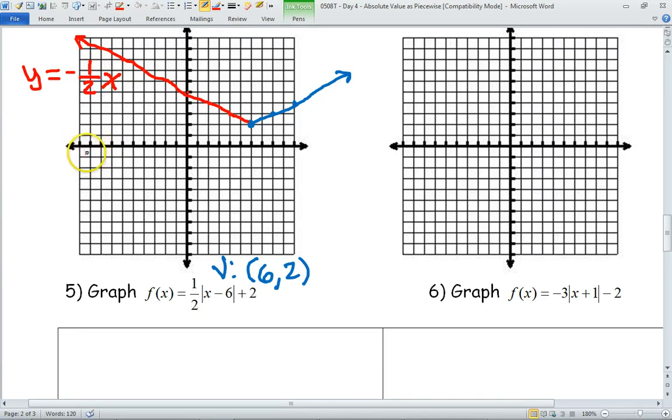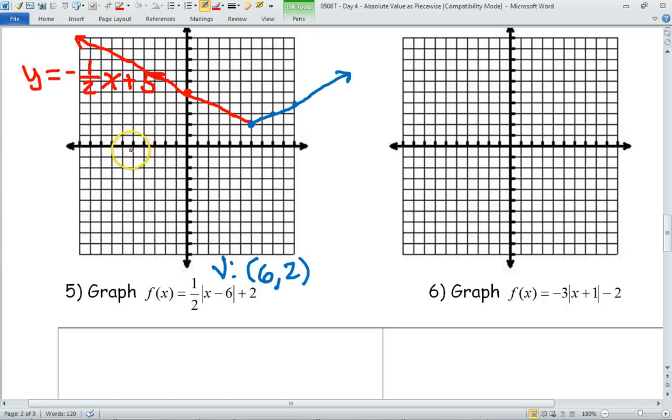Miss Street, or anybody else, what is going to be the y-intercept? It's kind of hard to see because I missed the point, but it was right there, wasn't it? Bam, bam, bam. What is that? 1, 2, 3, 4, 5. So that's negative 1/2 x plus 5. Okay? So that is going to be the equation of the red line.